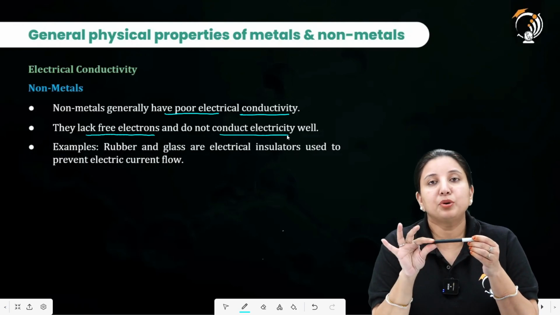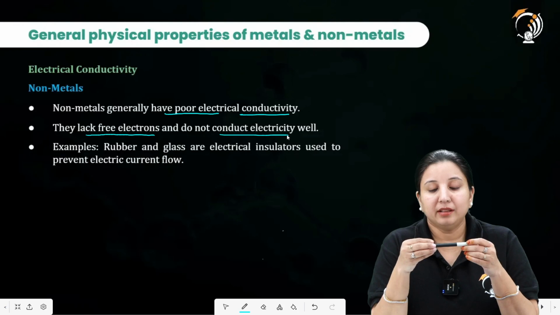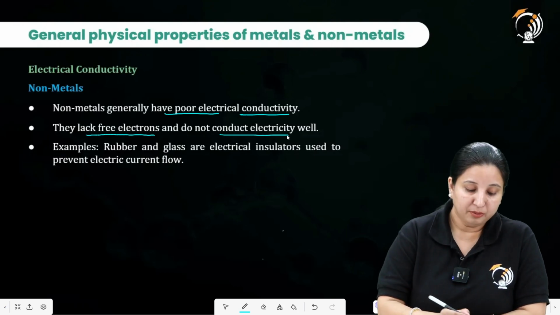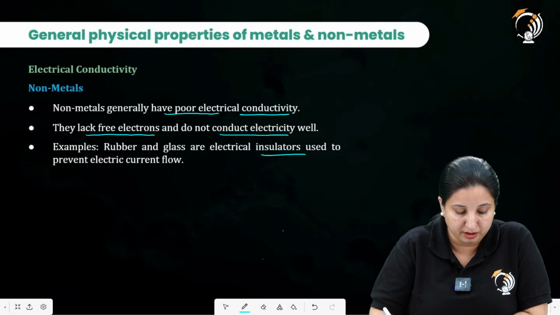If your wire is naked, not covered with that particular thing, then what is going to happen? There will be electric current always. So rubber and glass are electrical insulators, and they are used to prevent the electric current from flowing.